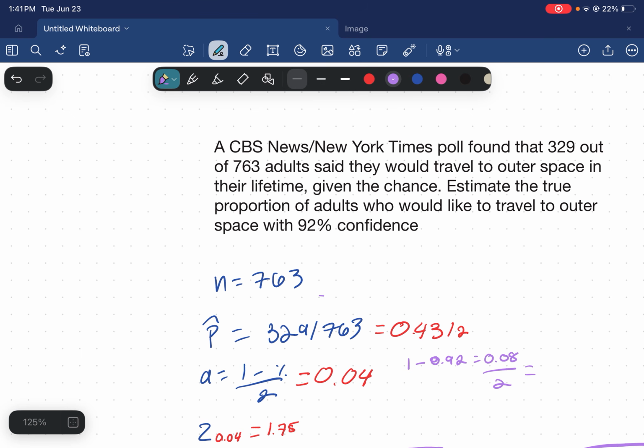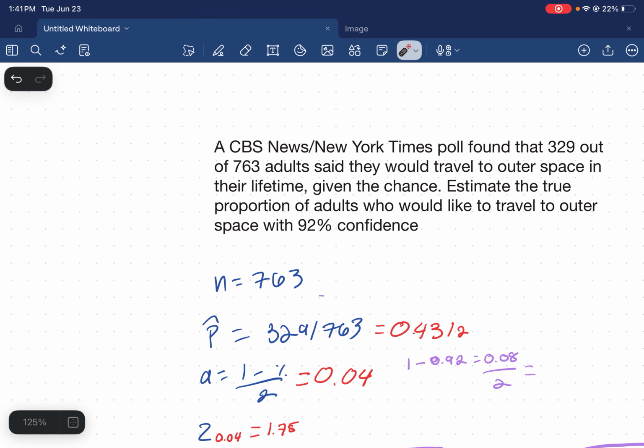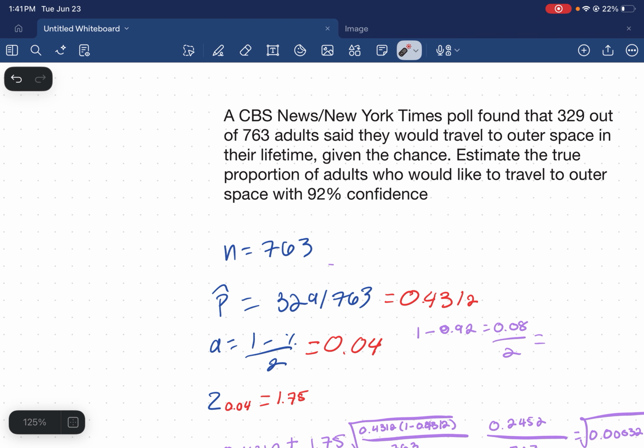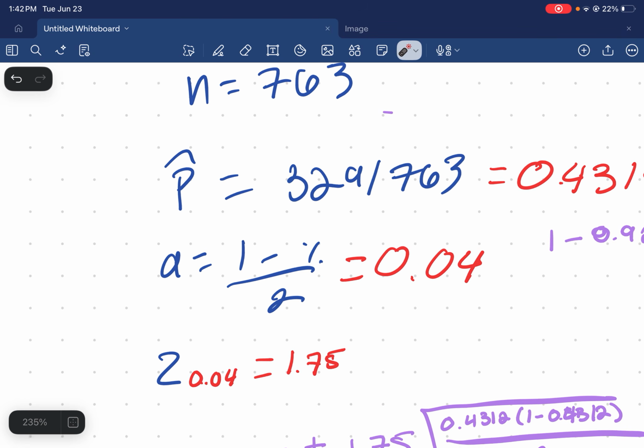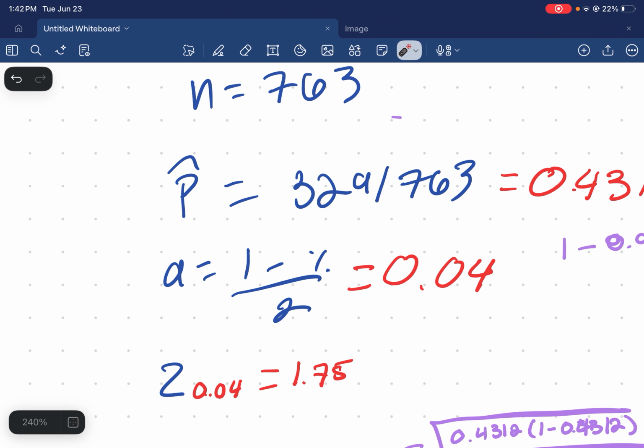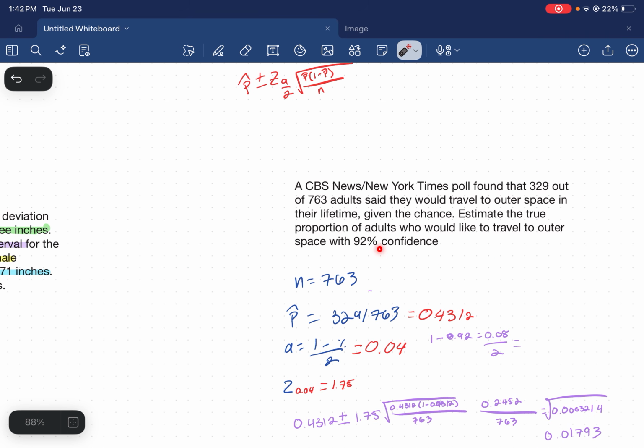filled out right here. So as I put in the work, n is the total amount of people surveyed, p hat is the proportion of people who would go to outer space in their lifetime. So we have 763 and then 0.4312. And then we will find alpha as the next step, which is 1 minus the confidence interval, and our confidence interval is 92%.